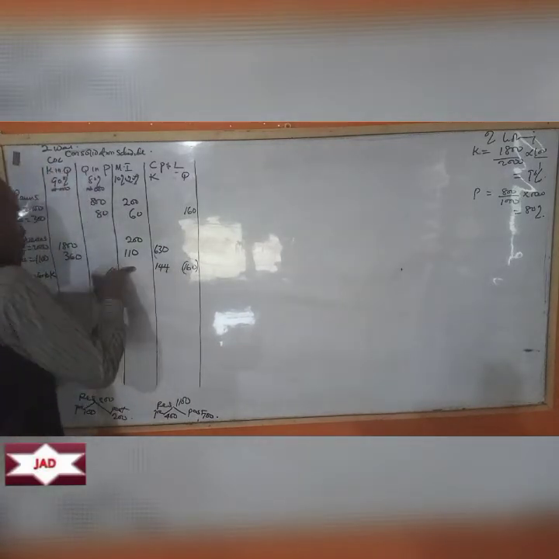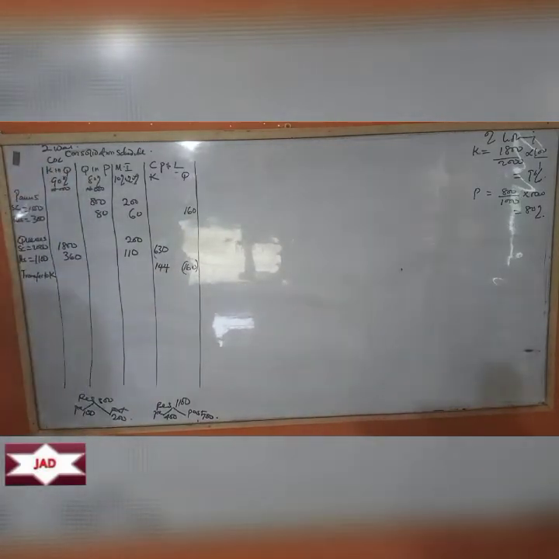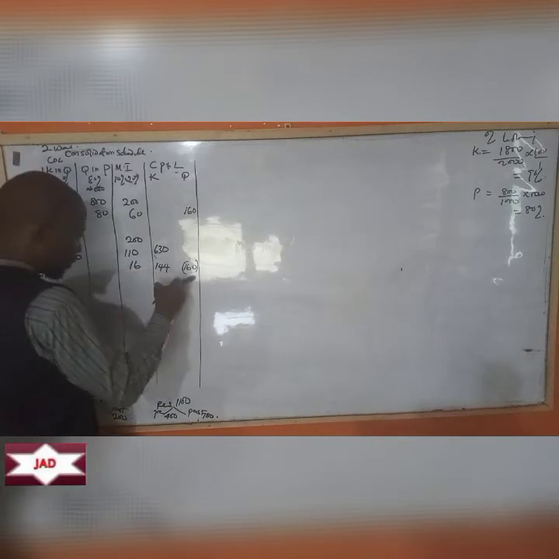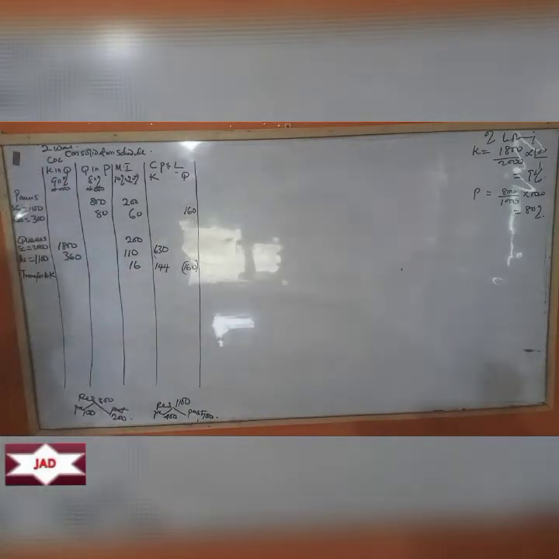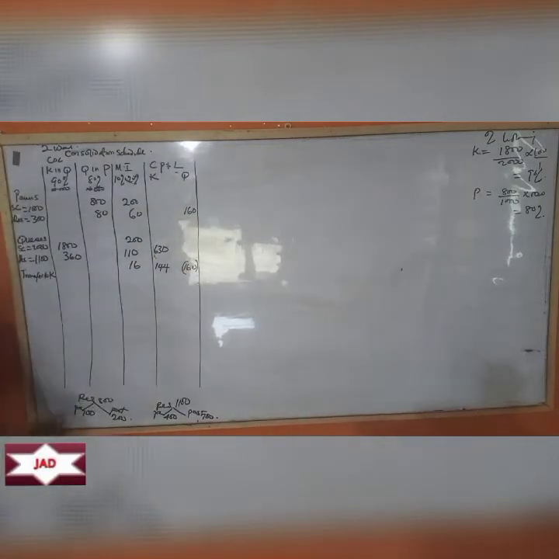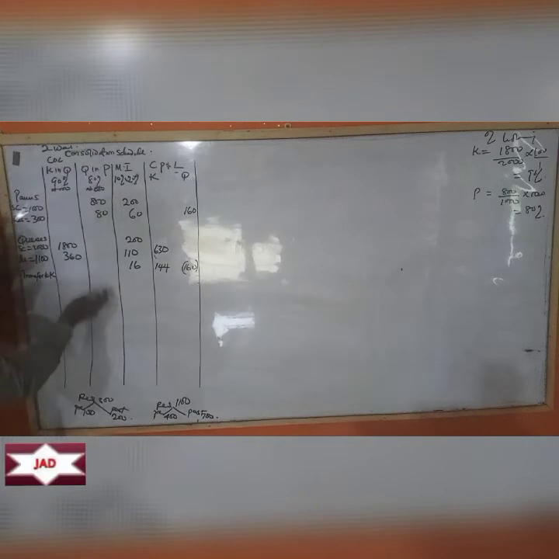Then the balance will come here, which is 10% of 160, $16. So 16 plus this will give you this, right? Yeah. So this is off. We knew this, right? So let's come here now.